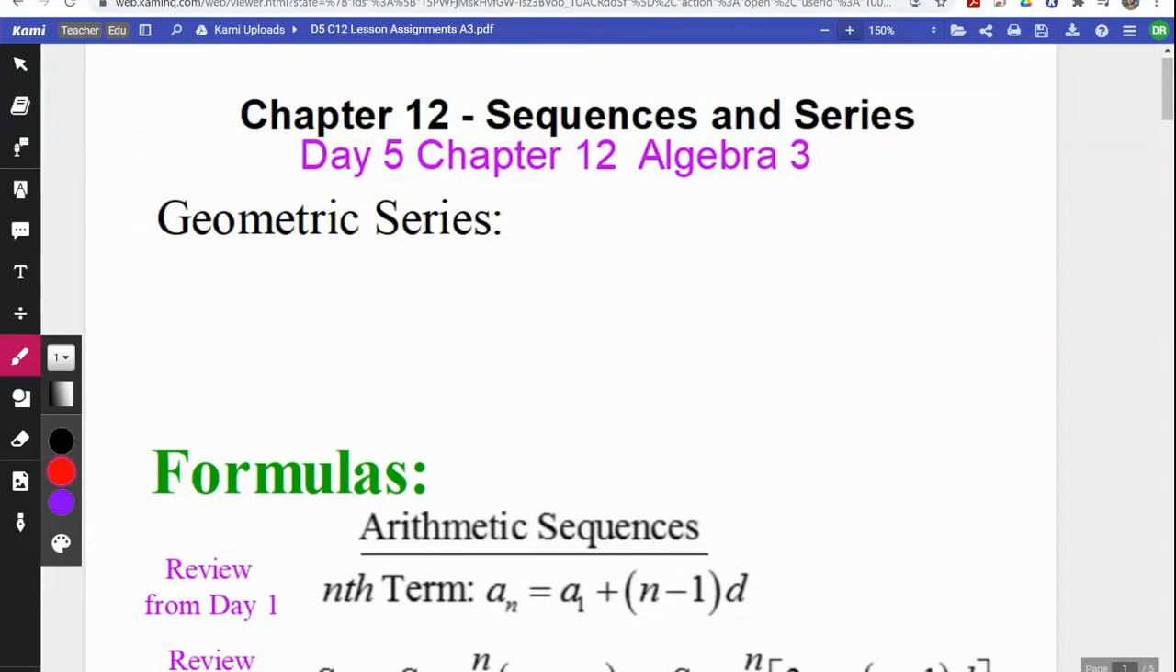Hello, this is day 5 of chapter 12, sequences and series, and this is about geometric series, which is basically just the sum of n terms, so how many ever terms we're adding up of a geometric sequence.